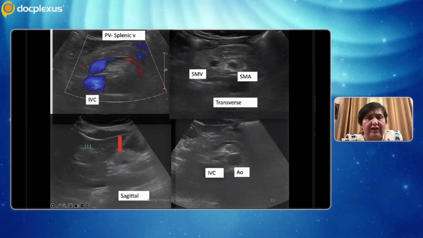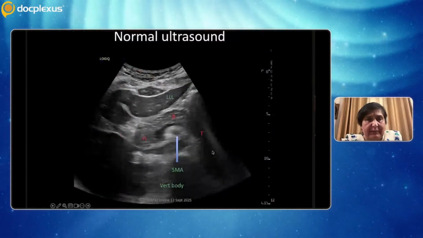So this is more inferior or caudal to the section over here. On the longitudinal section, that's the left lobe of liver, and you can see part of the pancreas, posterior and caudal to it. That's the IVC, aorta, SMA, and that's the portal vein and the splenic vein. So you can see there are very, very important structures here, and you should be familiar with this anatomy.